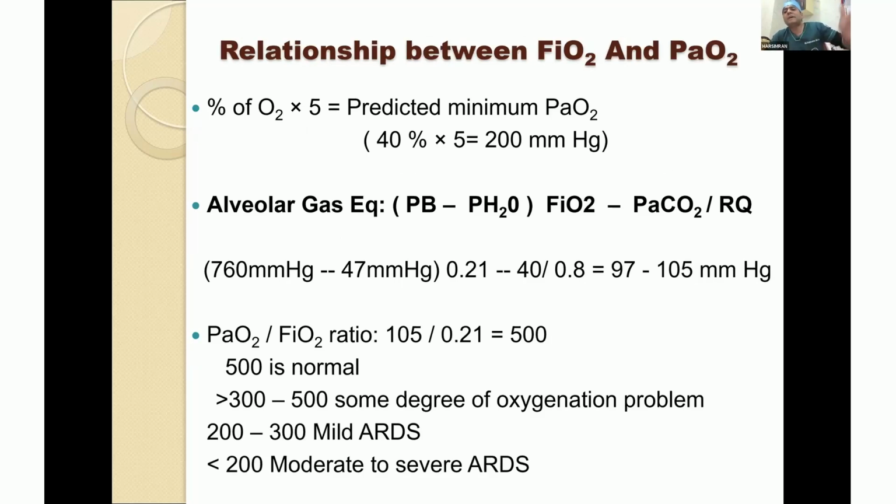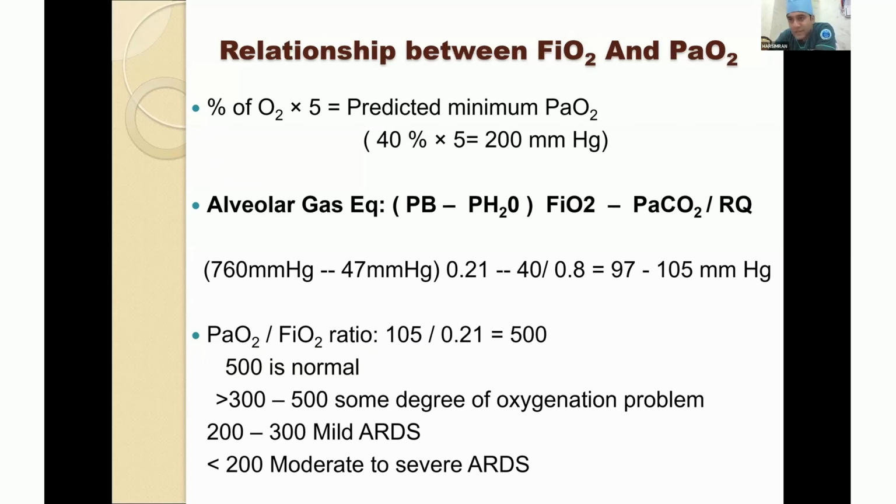Normally we keep patients on a ventilator. What we set on the ventilator is the FiO2. So we should have some kind of relation between FiO2 and PaO2. If my FiO2 is 100, then the normal PaO2 should be 5 times that, so it should be 500. What I have mentioned is that the predicted minimum PO2 is 5 times the FiO2. So if 40% FiO2 is set, the PaO2 should, in normal cases, be between 160 to 200 millimeters of mercury.